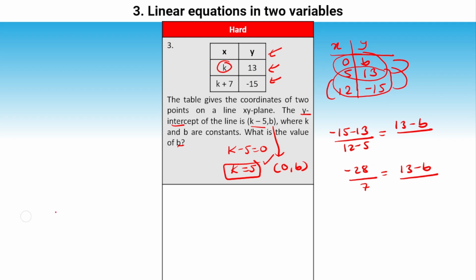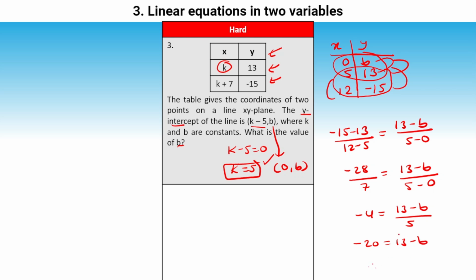That should not be the same, right? Because this is, I said y2 minus y1, 13 minus b, that will be 5 minus 0. Okay, so let's say 7 times 4. Okay, this is minus 4. 13 minus b over 5, that is minus 20, equals 13 minus b.